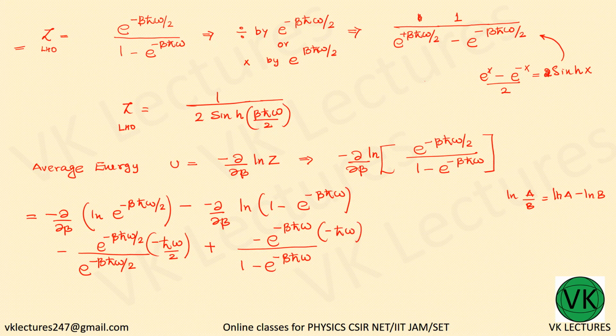So this gives us how these terms get cancelled, so that becomes h cross omega by 2 plus, here we have the another term, that is you can take h cross omega out, h cross omega into e to the power minus beta h cross omega by 1 minus e to the power minus beta h cross omega. So this is the average energy U for linear harmonic oscillator.